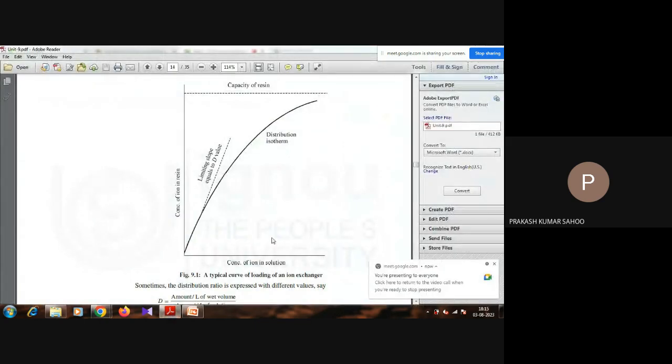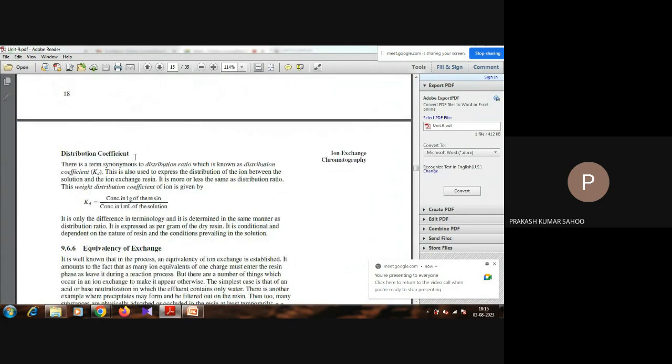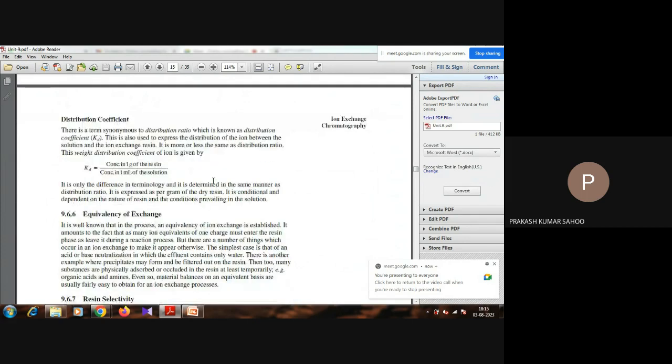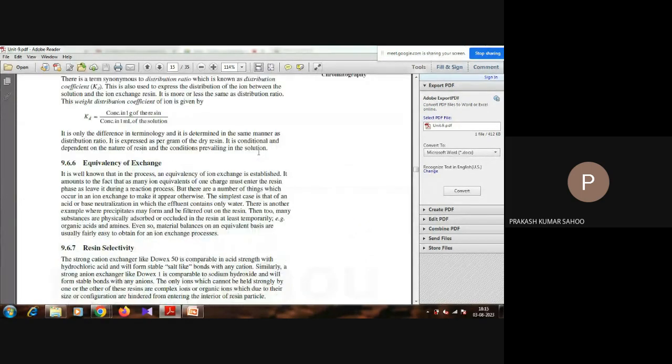Okay, so next we have the distribution ratio, which is followed by the distribution coefficient, that is KD. It is synonymous with the distribution ratio, that is, the concentration in 1 gram of resin divided by the concentration in 1 milliliter of the solution. This is very much the same as your distribution ratio. Here it is the amount, and here it is the concentration. So both are related to each other.